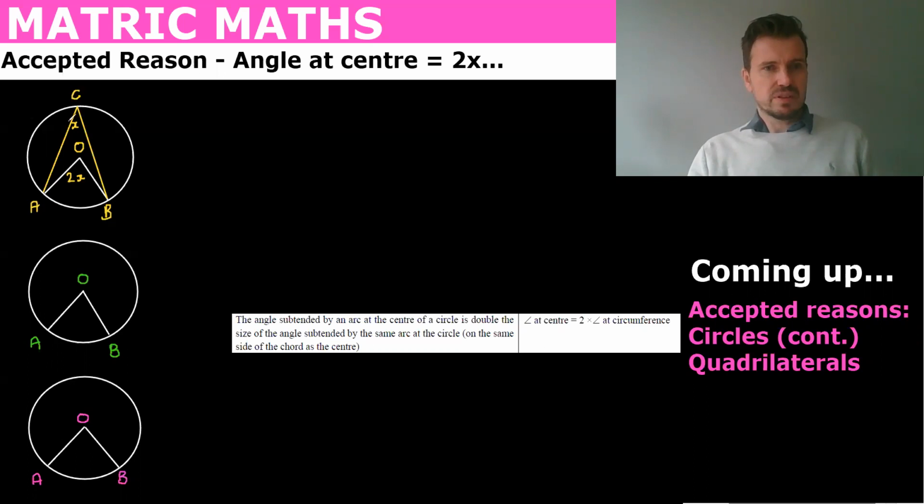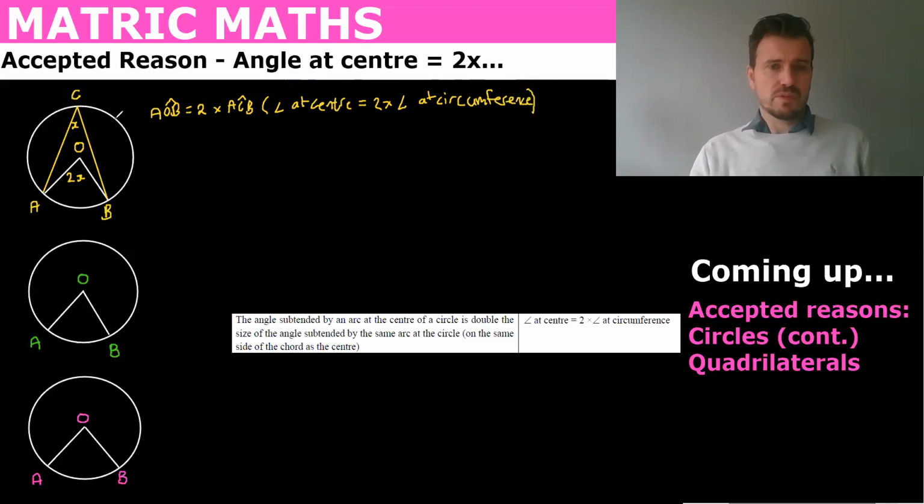And so if you were given this, you could therefore say that AOB equals 2 times ACB. And there the reason is angle at center equals 2 times angle at circumference. Okay, so that is the most common form that you'll see of this, where you've got this sort of arrow shape.